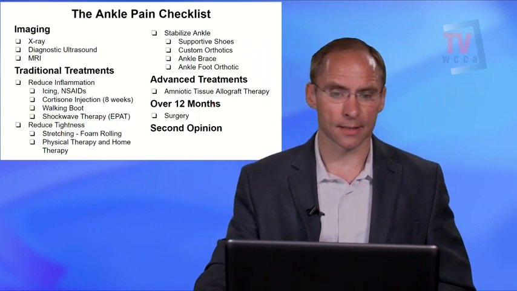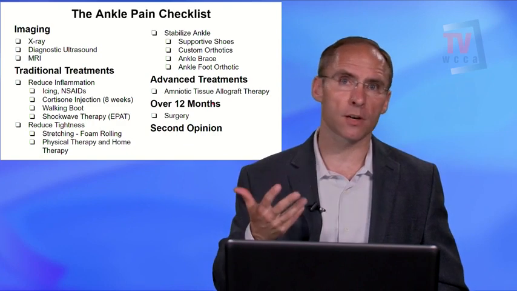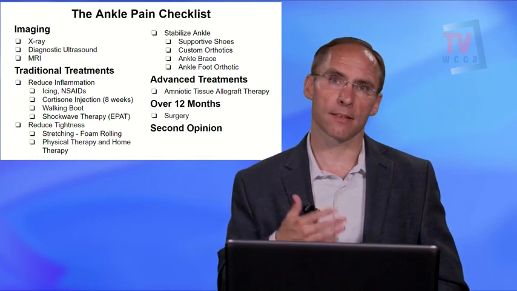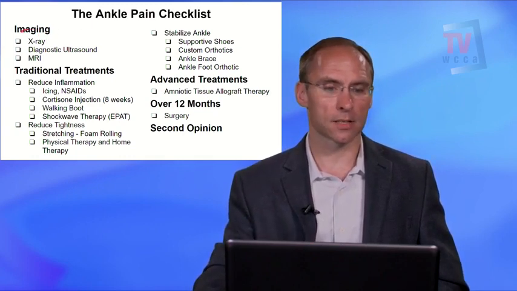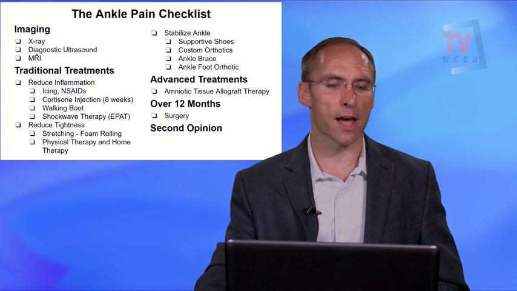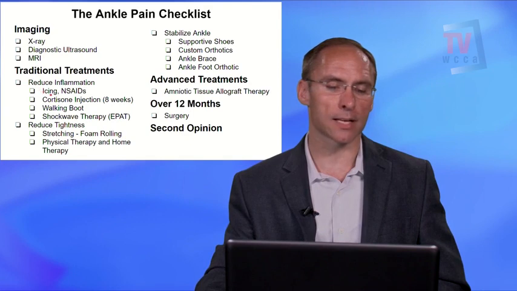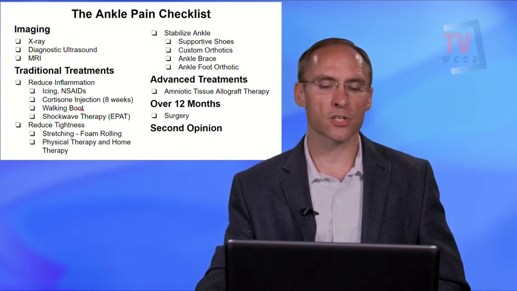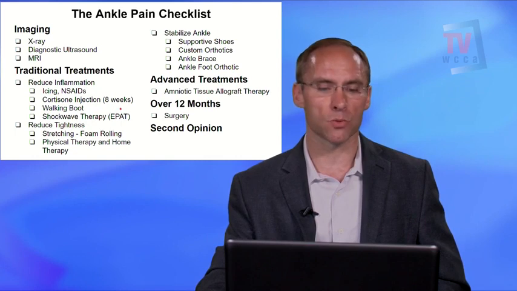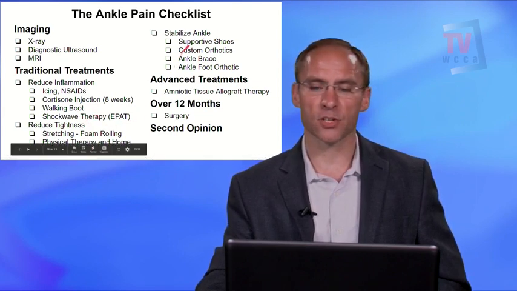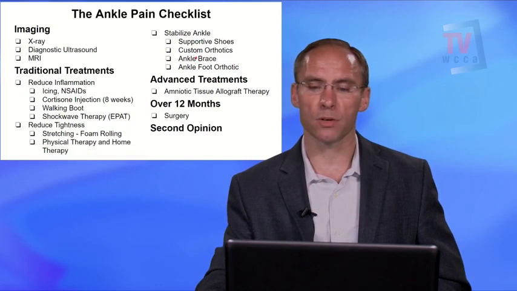And then with my patients, I like to use something called an ankle pain checklist. This is just something if you are dealing with ankle pain and you want to check, have I tried everything that's a possibility for treating it? Some of the imaging things you may want to consider would be an X-ray, a diagnostic ultrasound, or an MRI. Some of the traditional treatments to reduce inflammation, we talked about icing and anti-inflammatories. A cortisone injection. The reason I put 8 weeks here is I like to wait about 8 weeks before I do them. A walking boot, the shockwave therapy we talked about, and then reducing the tightness, stretching or foam rolling, physical therapy, stabilizing your ankle. We finished talking about how they increase in terms of support.